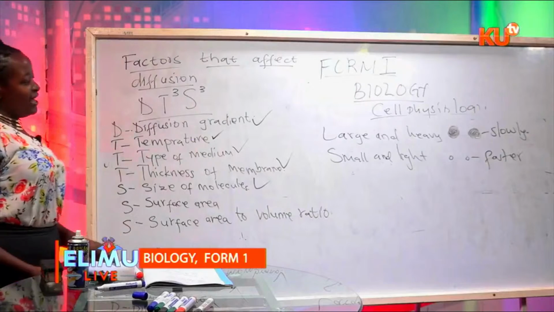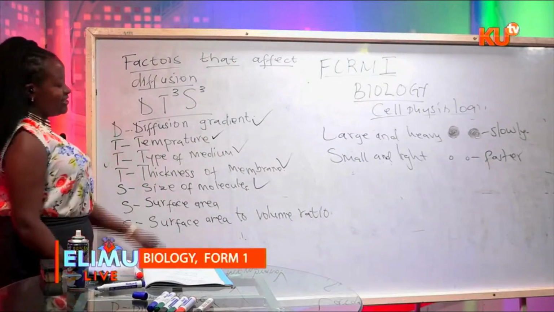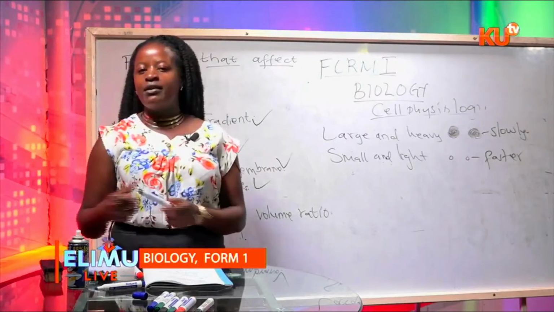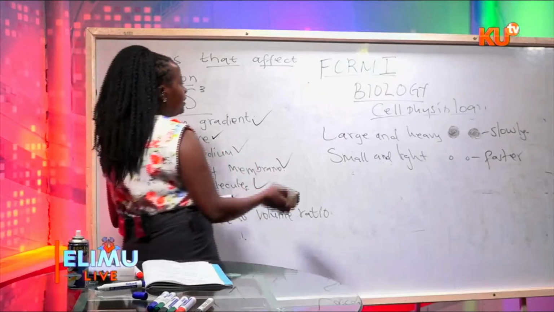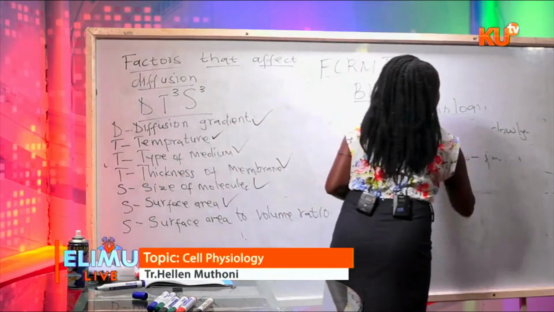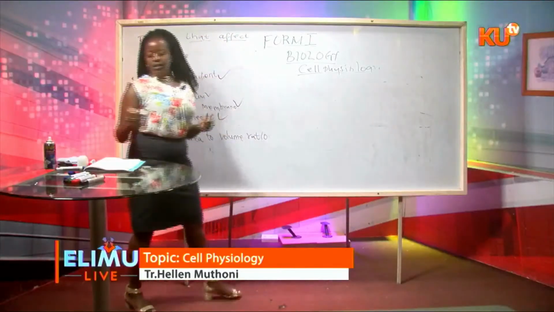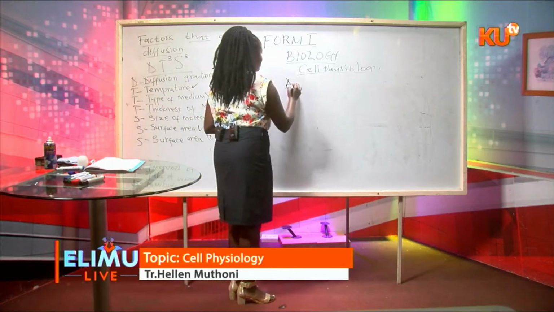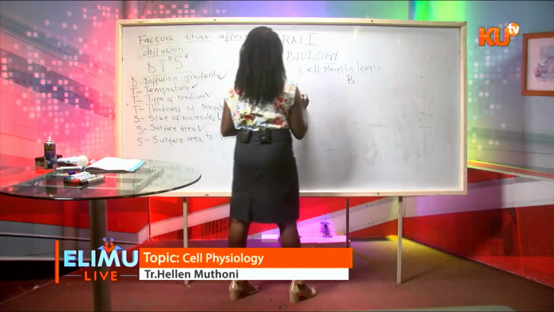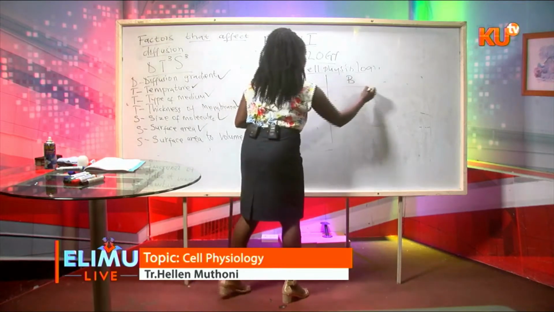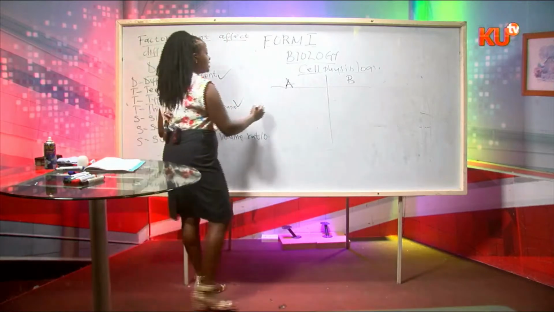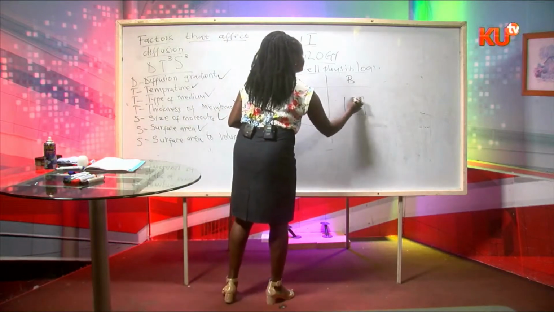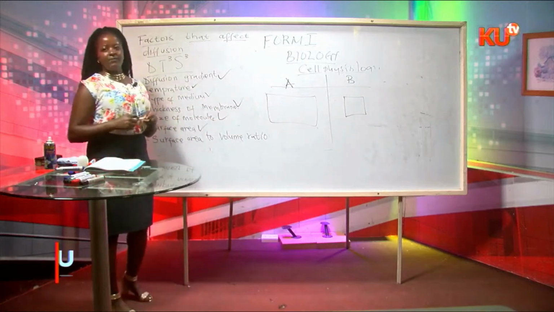The other factor that affects diffusion is the surface area. What amount of area is exposed for diffusion to take place? We can demonstrate that by drawing two surfaces. We have surface A and surface B. This is surface A and this is surface B. So the first surface is big in size and the second surface is small in size.